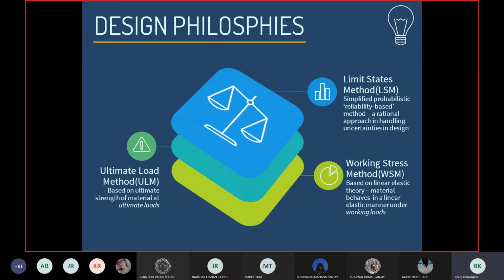Ultimate load method is like purchasing a new bike and then riding it for its entire lifetime without servicing it. And limit state method is like purchasing a new bike, riding it, and then maintaining it now and then.